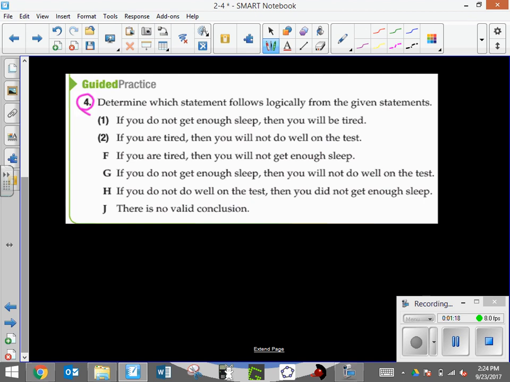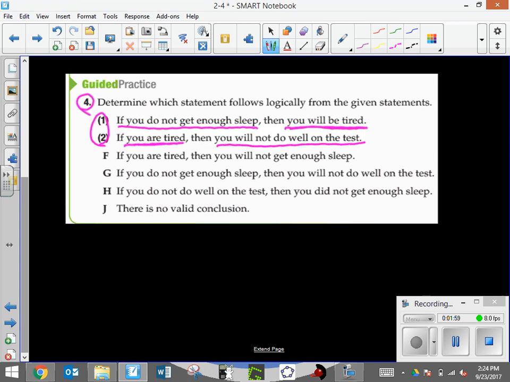It says, determine which statement follows logically from the given statement. So, my statements are right here, number 1 and number 2. If you do not get enough sleep, then you'll be tired. If you are tired, then you will not do well on your test. Well, we should be able to draw a valid conclusion from this, because this conclusion is the hypothesis of my second statement. Therefore, I can make a valid conclusion stating, if you do not get enough sleep, then you will not do well on your test.